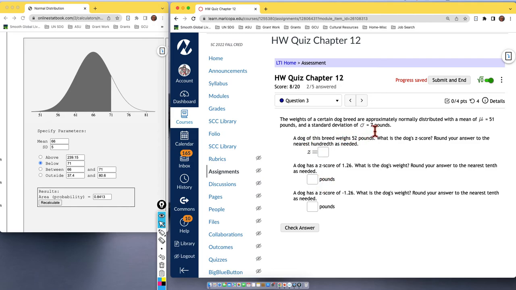The weights of a certain dog breed are approximately normally distributed with a mean of 51 and a standard deviation of 7. So in our calculator, we're going to enter those in, 51 and 7. Standard deviation of 7. I'm going to skip this first question for now. We're going to come back to it, but I just want to keep our momentum. A dog has a z-score of 1.26. What is the dog's weight?